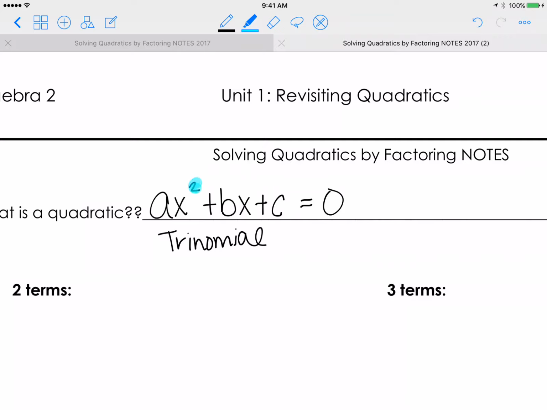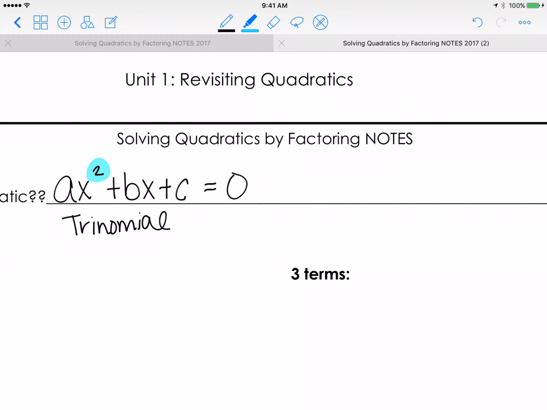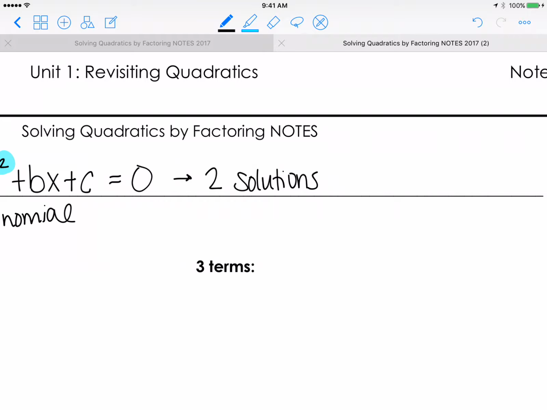So do you see how this has an x squared there? That tells us that we should typically have two solutions. So a quadratic has two solutions. Another word for solutions that you might hear are roots and zeros.